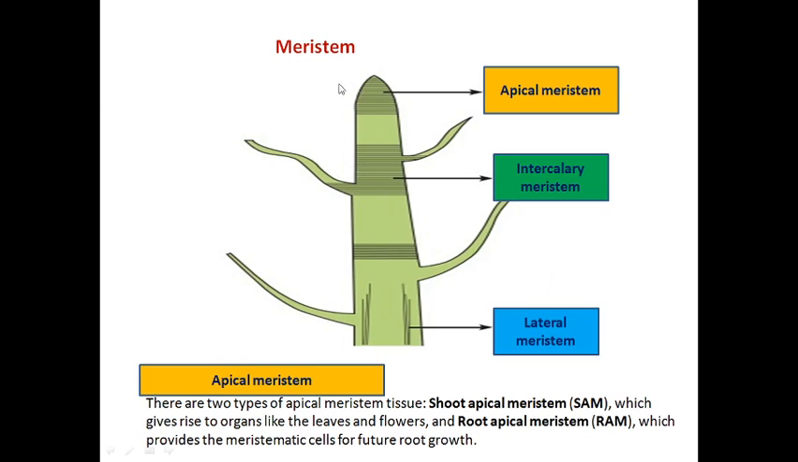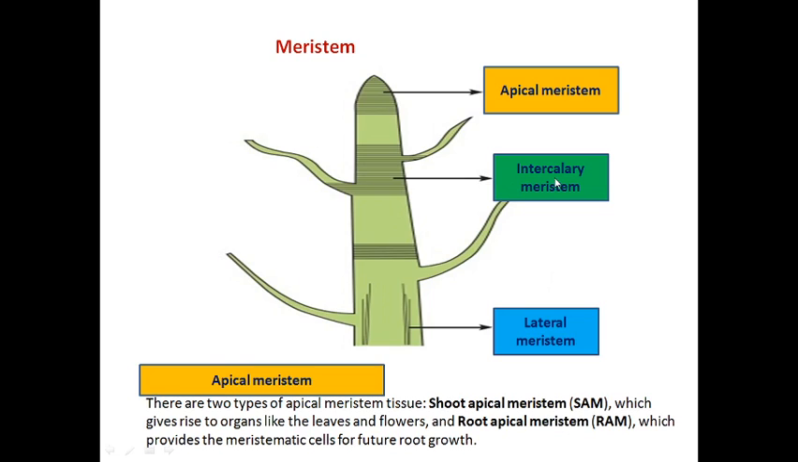So, coming to meristematic tissue, I have already explained that it's of three types. Number one is apical meristem, number two is intercalary meristem, and number three is lateral meristem. The apical meristem is present at the apex or tip of root and shoot. Apical meristem is a mass of cells which are present at the apex of root and shoot.